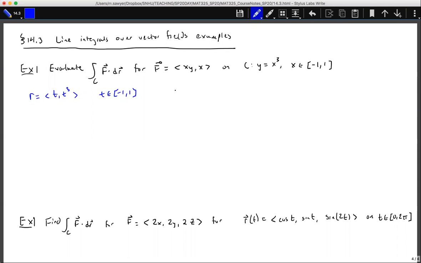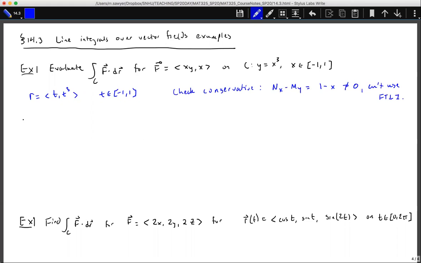We can check that it's conservative. It's a nice easy way to check real fast. So if we do N_x minus M_y, we get 1 minus x. So this is not conservative. It's not equal to 0. So we can't use the fundamental theorem of line integrals.